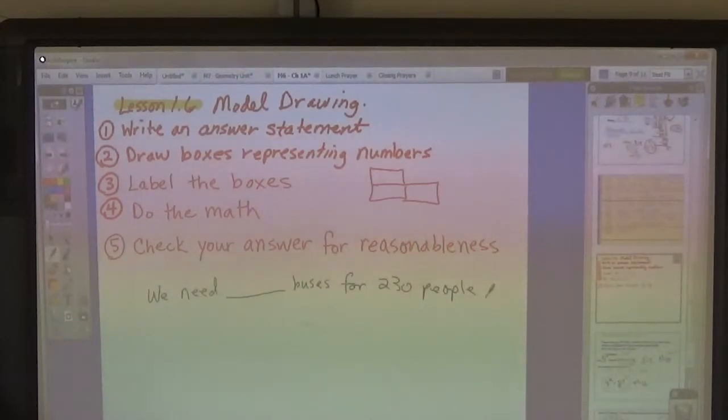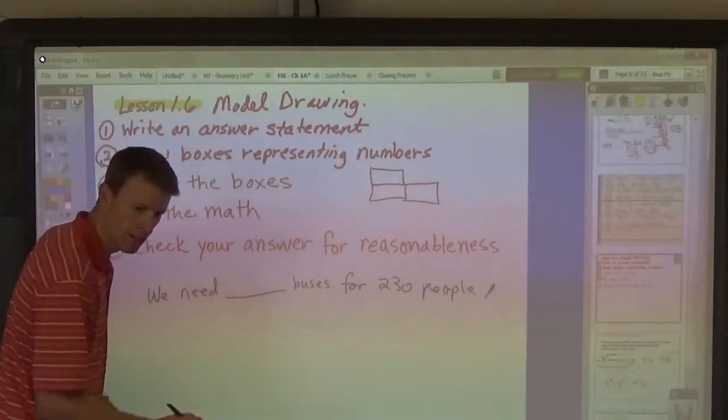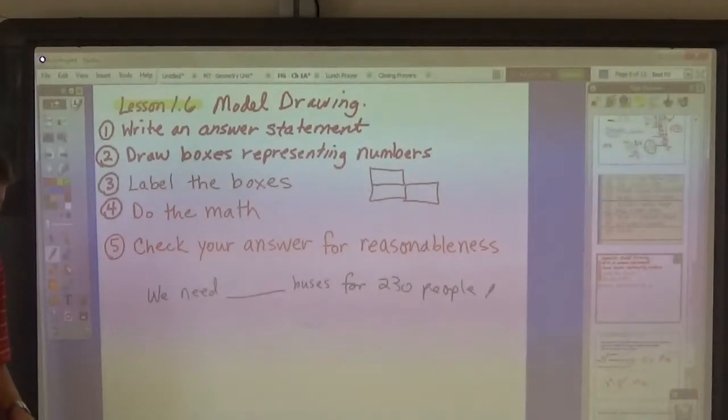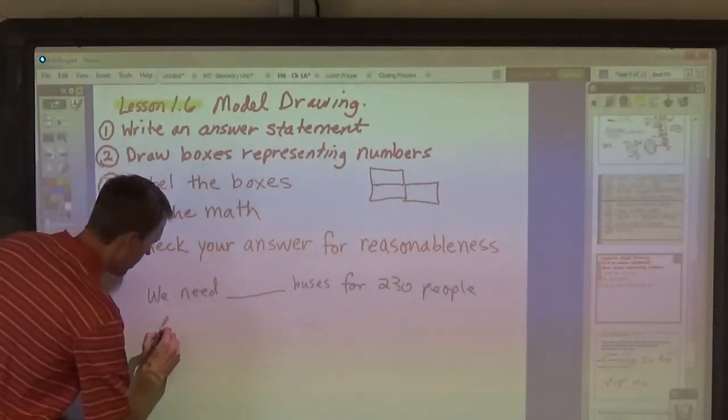Trevor? How many people does the bus hold? Exactly. Do they give us that information? How many? 47. 47. So, here's what I did.